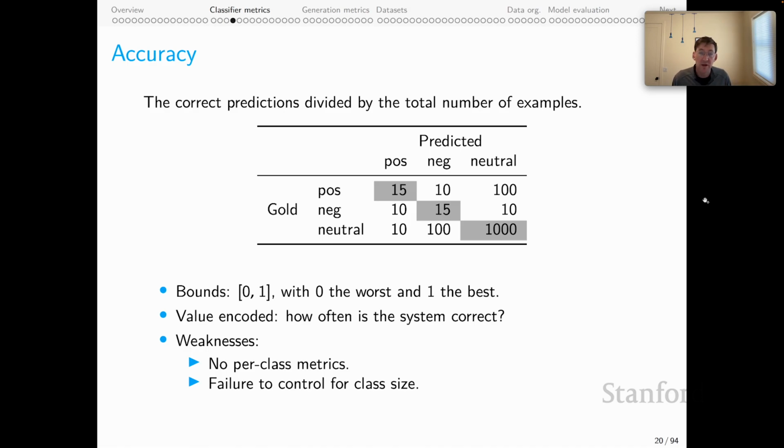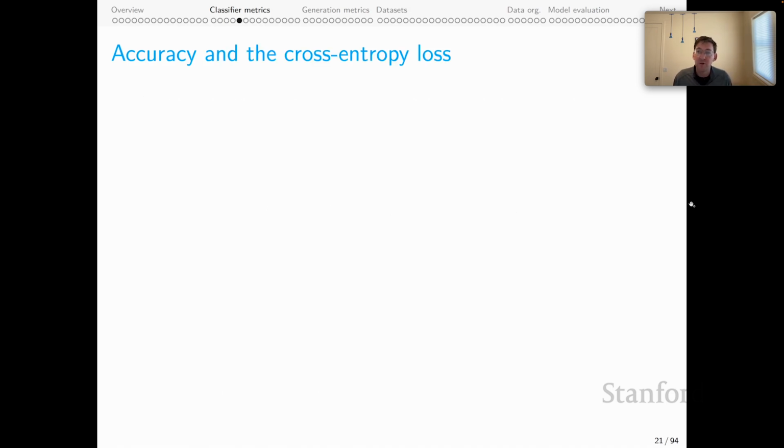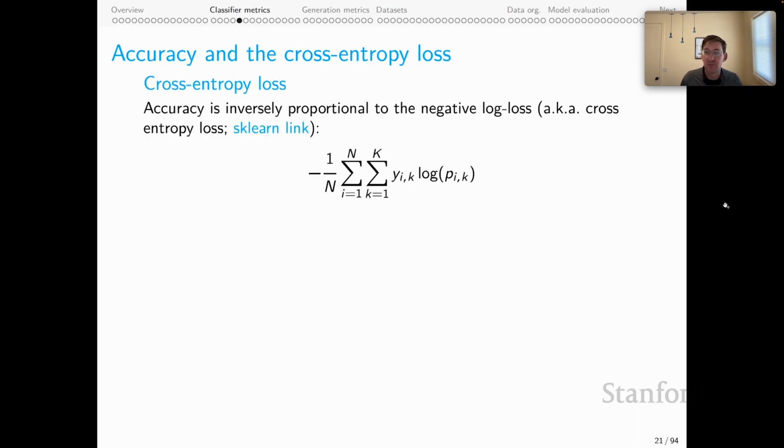Suppose that you do have a goal of doing well even on the small categories. I'm going to offer you some metrics for that, but one thing you should keep in mind, again, is that if you are using a cross-entropy loss, you are implicitly optimizing your model for accuracy, because accuracy is inversely proportional to the negative log loss, that is the cross-entropy loss. So you might set goals for yourself like good macro F1. That's a metric I'll introduce in a second. But keep in mind that your system is actually oriented toward accuracy, and that will have consequences.